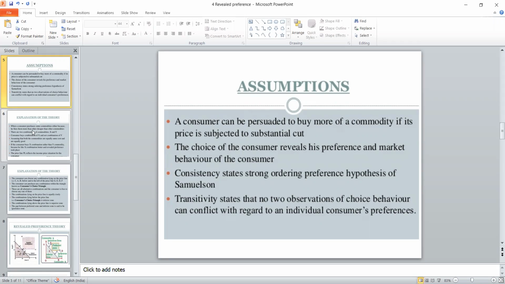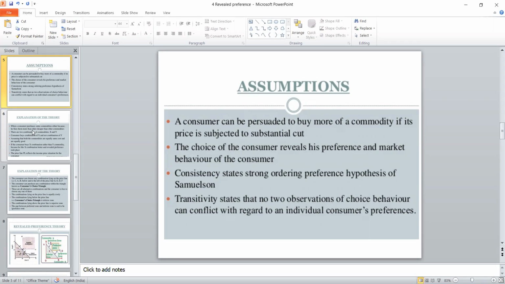The seventh assumption is consistency, which states a strong ordering preference hypothesis by Samuelson. There are two different orderings. One is called strong ordering. The second one is called weak ordering. Apart from these, there will be a general ordering. But keep in mind, strong ordering means he is saying, I need X. What is weak ordering? Either X or Y. It is called weak ordering. So understand that he will prefer some product, so we call it a strong ordering. Suppose you don't know how to choose between this one or that one, then it is not a strong ordering, it is a weak ordering.